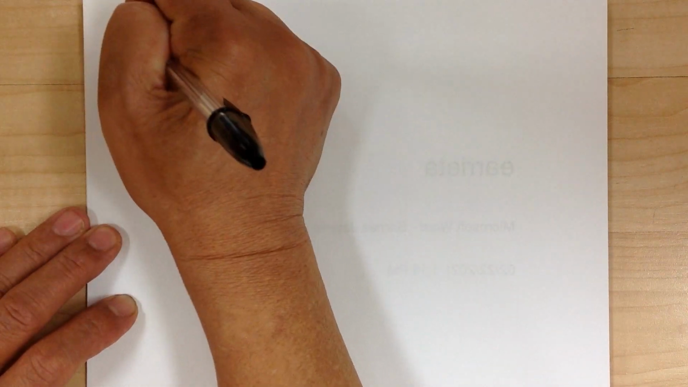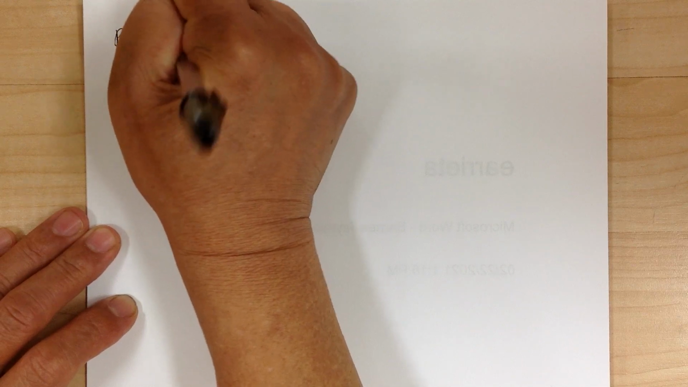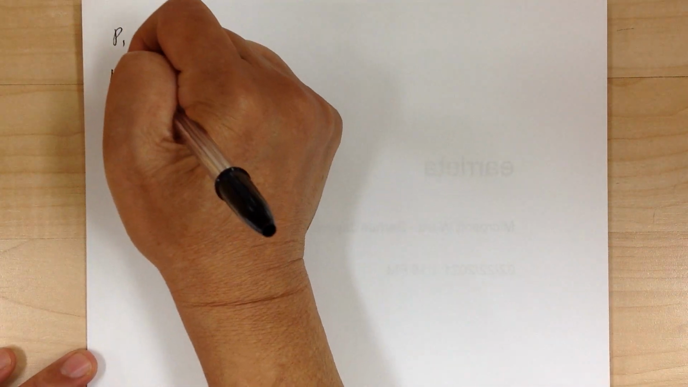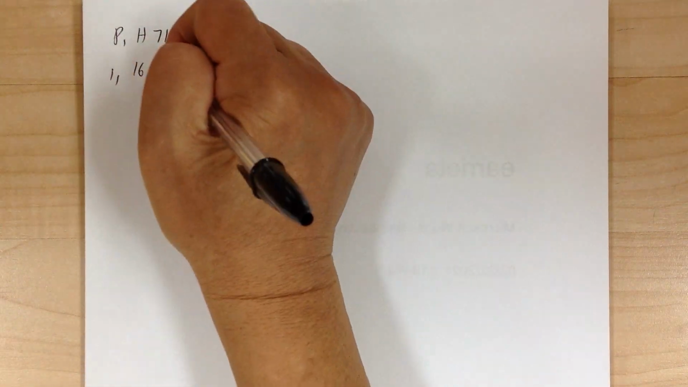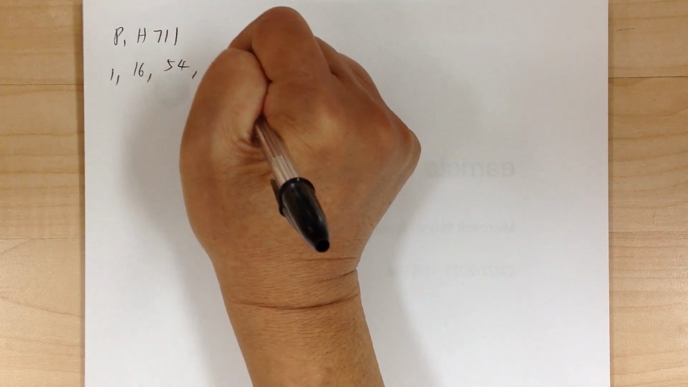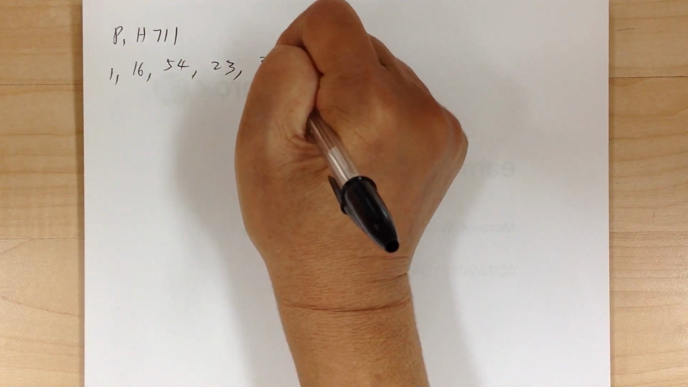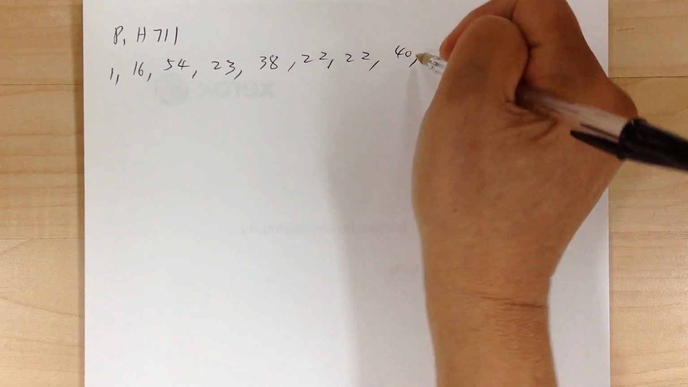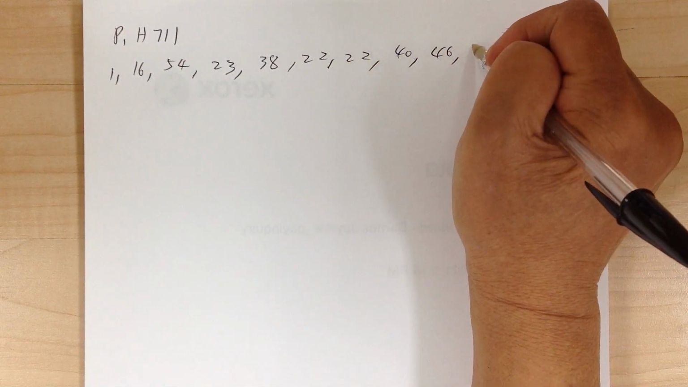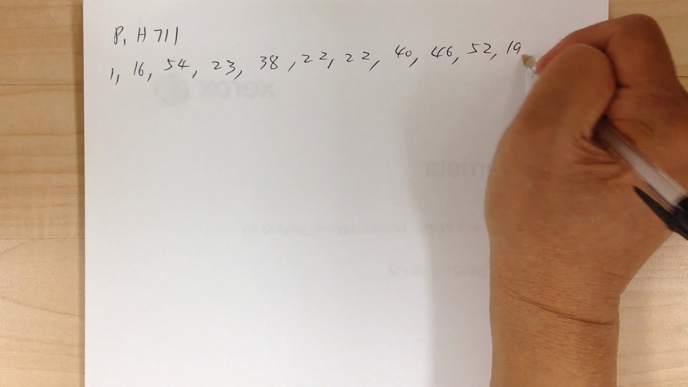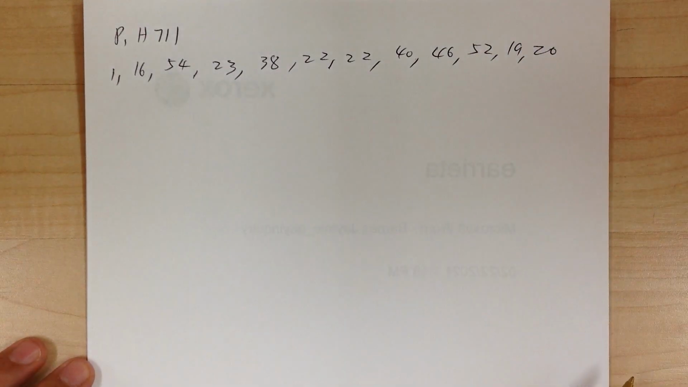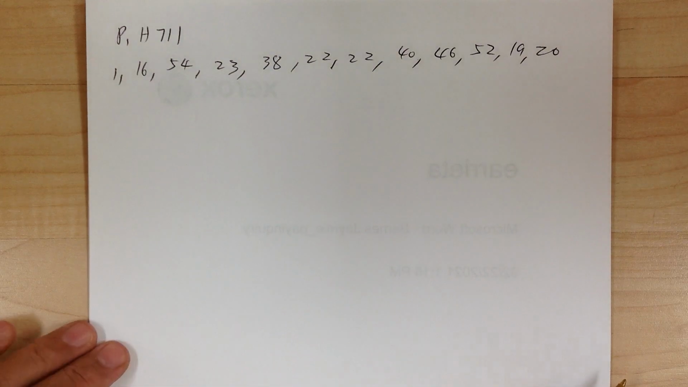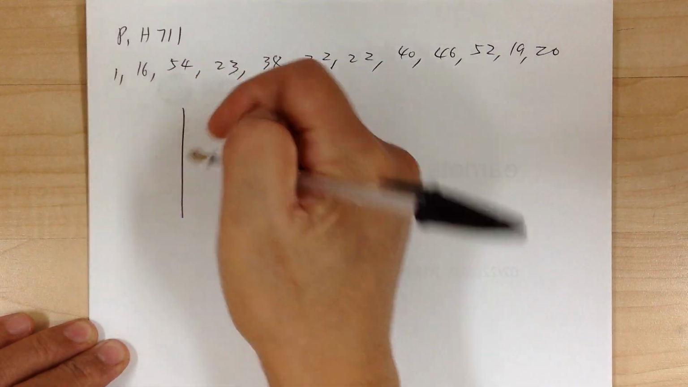Okay, let's go to page 711 on the handout. Number 1, you have 16, 54, 23, 38, 22, 22, 40, 46, 52, 19, and 20. You want to make a stem and leaf plot.